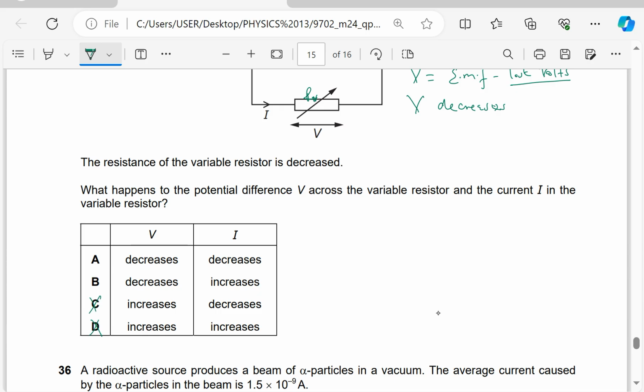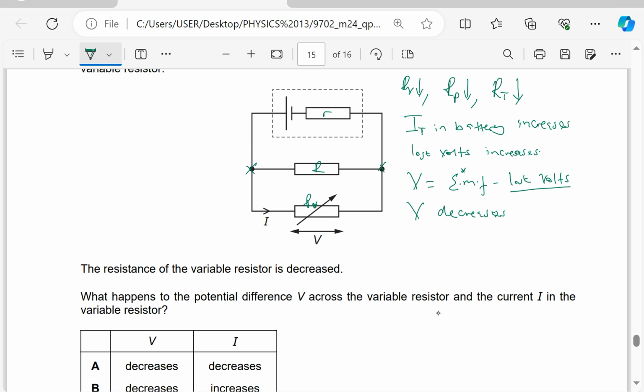So C and D are out of question. Now what happens with the current I? Note that the PD across the two resistors is the same. But the resistance R has not changed, it is fixed. And since the PD across it has decreased, because V across R decreases, from V equals I times R, it means the current through R decreases.